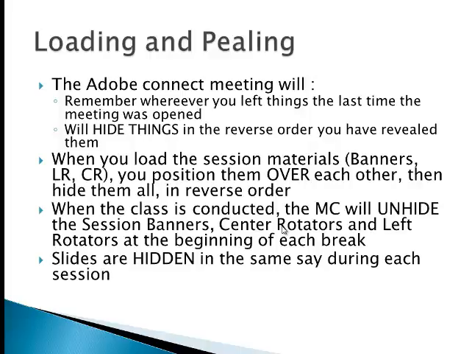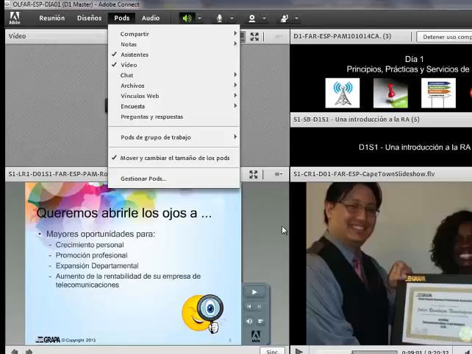So when we put these in, we put them in reverse order. First we put 5, then 4, 3, 2, and 1, and we call that loading in reverse order. So you load them in reverse order, one on top of the other. Then when you teach the class, as you go from one session to the next, the MC will hide the previous session's pods so that you can have revealed the ones underneath. We call that peeling the pods. So we have loading the pods and peeling the pods.